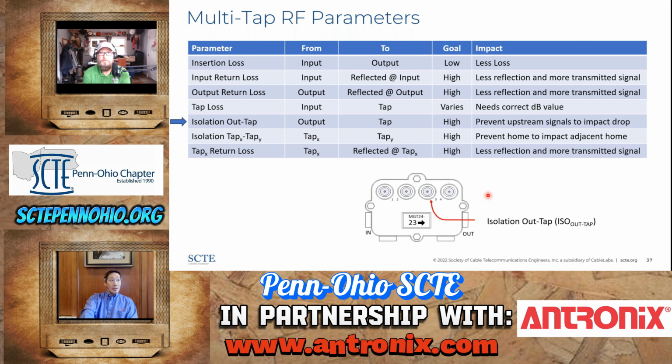There's an isolation from output to tap port. This is the upstream signal that should flow from out to in. But we do not want upstream signals going from the output port to any of the tap ports. So with this measurement we want the isolation as high as possible to isolate the output from the tap port, so most of the signal goes to the input. This prevents upstream from affecting a home down this drop.